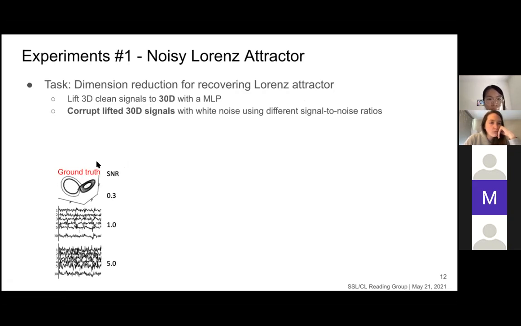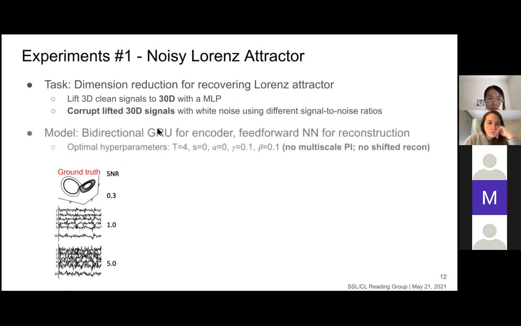So what they do is they basically lift. The Lorentz attractor ground truth is in 3D, right? So they lift 3D clean signals to 30D with an MLP, and they further corrupt the high dimensional signals with white noise at different signal to noise ratios. And the task for the model is to perform dimensionality reduction and reconstruct the original Lorentz attractor.